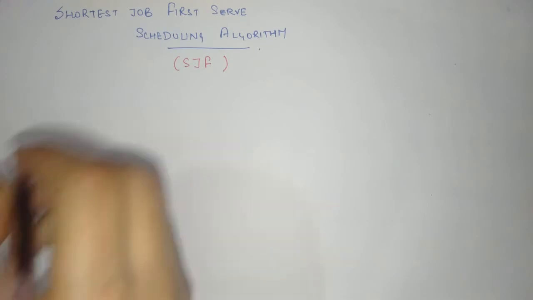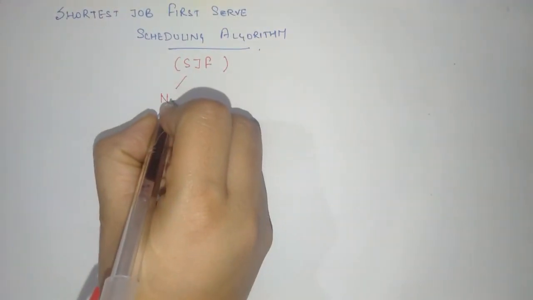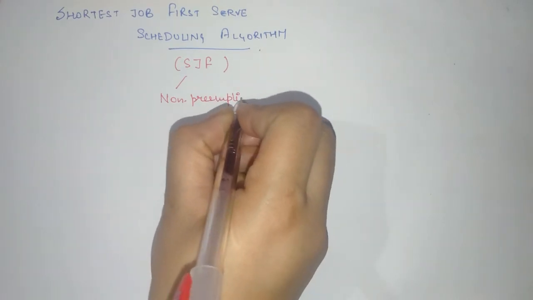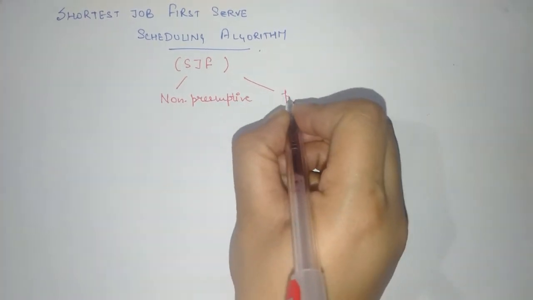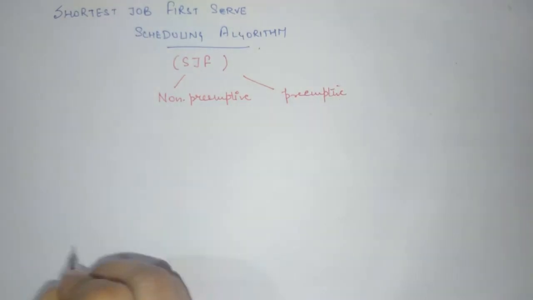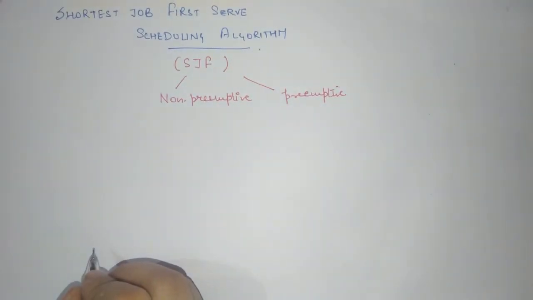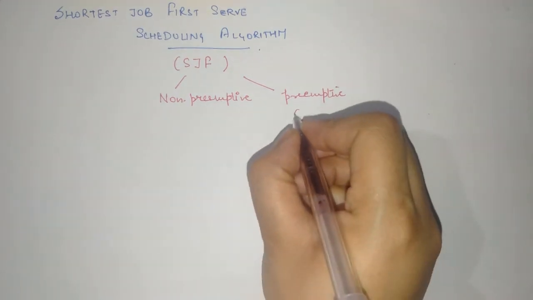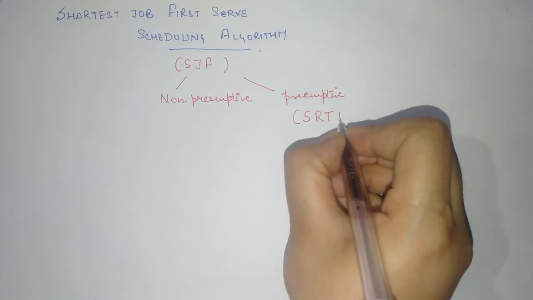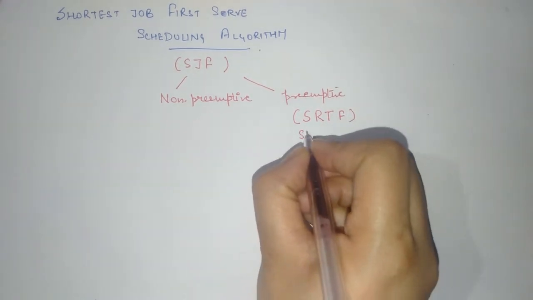It is of two types. It's non-preemptive as well as preemptive. The preemptive version of this algorithm is also called as shortest remaining time first scheduling algorithm.